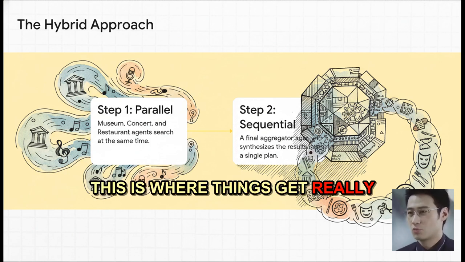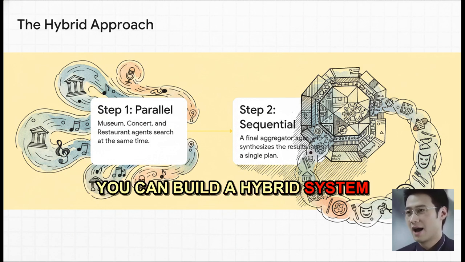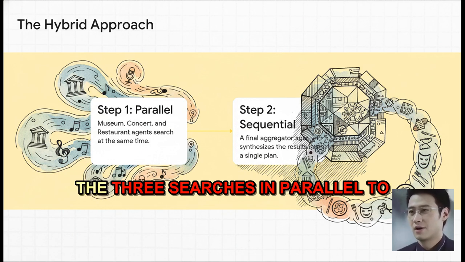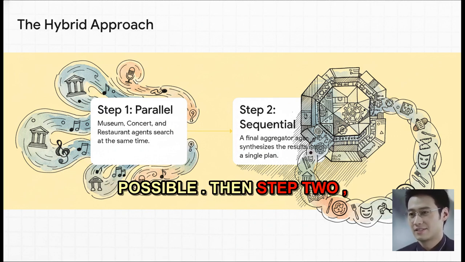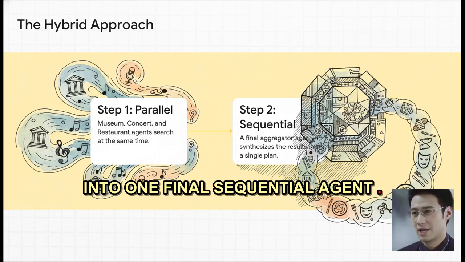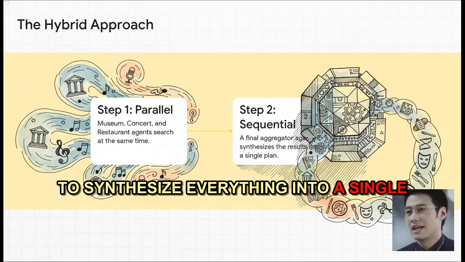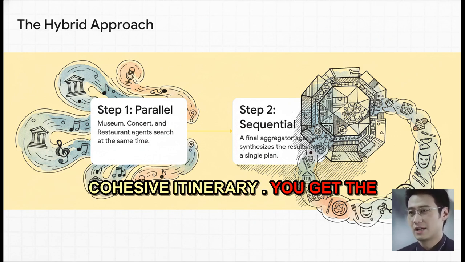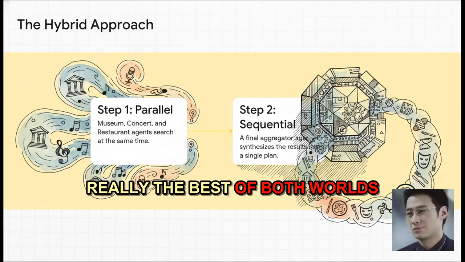And this is where things get really, really powerful, because you can start combining these patterns. You can build a hybrid system. So, step 1, run the 3 searches in parallel to get the answers as fast as possible. Then, step 2, feed all 3 of those results into one final sequential agent. We can call it an aggregator agent, whose only job is to synthesize everything into a single cohesive itinerary. You get the speed of parallel with the reliability of sequential. It's really the best of both worlds.